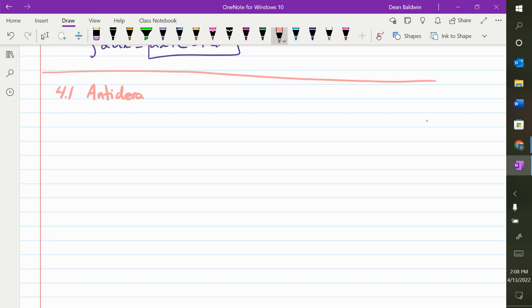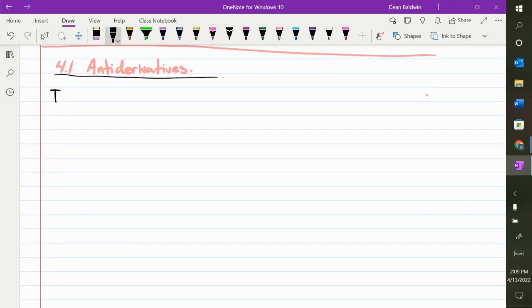Can't spell. Anti-idea. Why am I writing in this color? Okay, antiderivatives. Here we go.